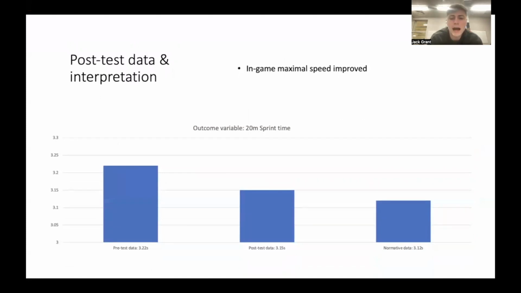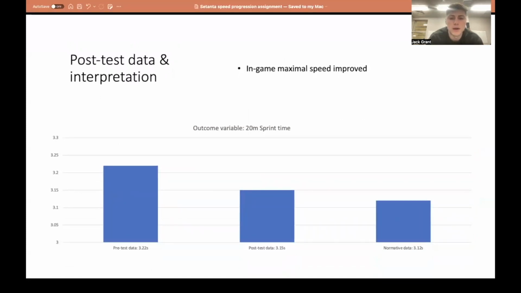As I said before, we were trying to target being in line with those normative data values, and now we are successfully in line or very close to in line with those pieces of data. So as a result of all those key dependent variables improving, our in-game maximal speed improved. We started off initially with 3.22 seconds, that pre-test data, and then we progressed to 3.15 seconds, and that was a result of our plyometrics and our resisted sprints. And that left us just 0.03 seconds from that normative data. So we are also on our outcome variable, as well as our key dependent variables, very, very close to our normative data.